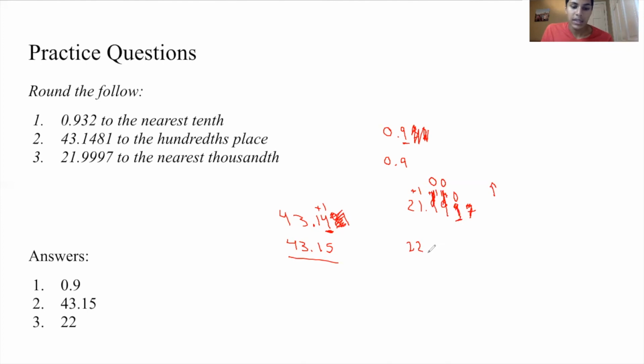And technically, if you were to show what the thousandth place is, you would write a bunch of zeros, but we can simplify that. So we can just cross these out and cross these out because zeros don't do anything at the end of decimals, and it's just 22.